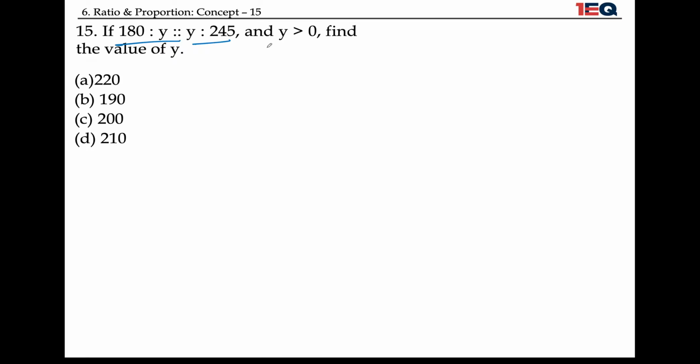180, y, and 245. If y is greater than 0, find the value of y. Okay, find the value of y. I can easily see that yes, this can take us to some place. This means 180 upon y and y upon 245. This is a question of third proportion only, and I need to find out the value of y. This goes to y squared equals 180 multiplied by 245.